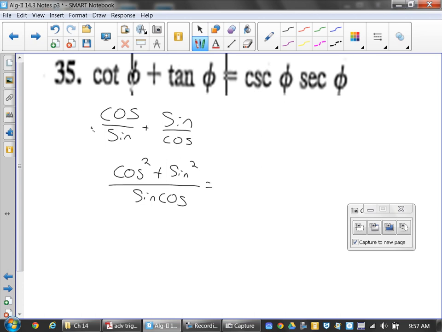Wait, how did we get the top part? Yeah, how did we get the cotangent? I thought that was 1 over cosine. Cotangent is 1 over tangent, but cotangent is also cosine over sine.